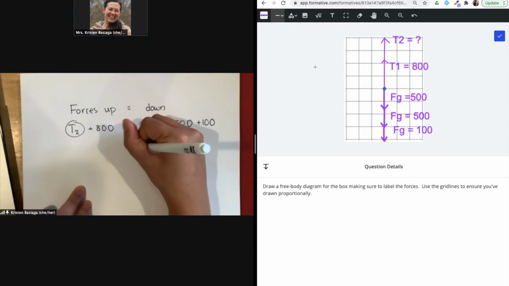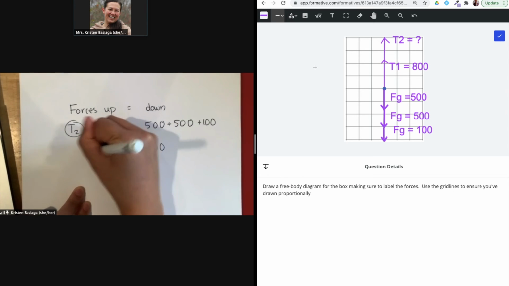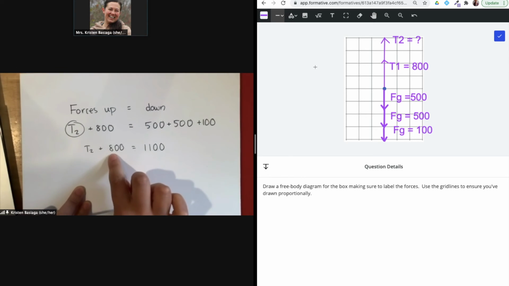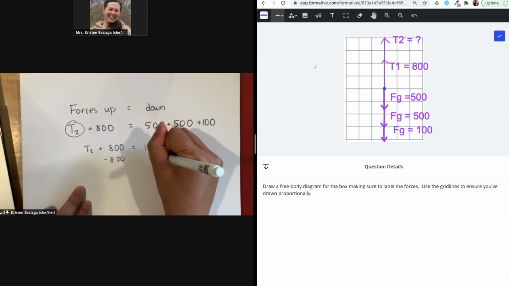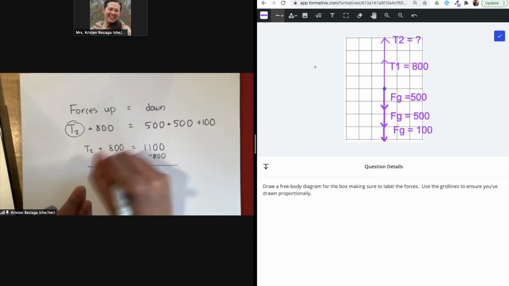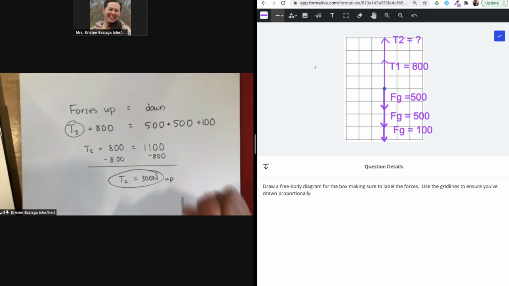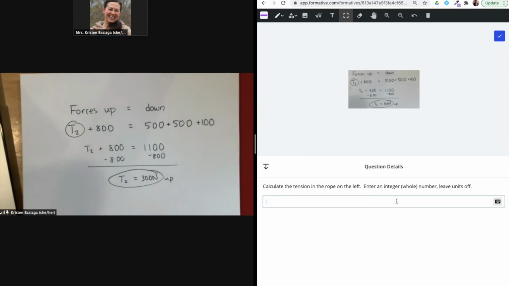So this would be 1,100 on the right, subtracting 800 from both sides, means that T2 is 300 newtons. And that direction is up. I know that T2 has to be up because otherwise it won't be an equilibrium. Adding my work for number 24, my answer is 300 newtons.